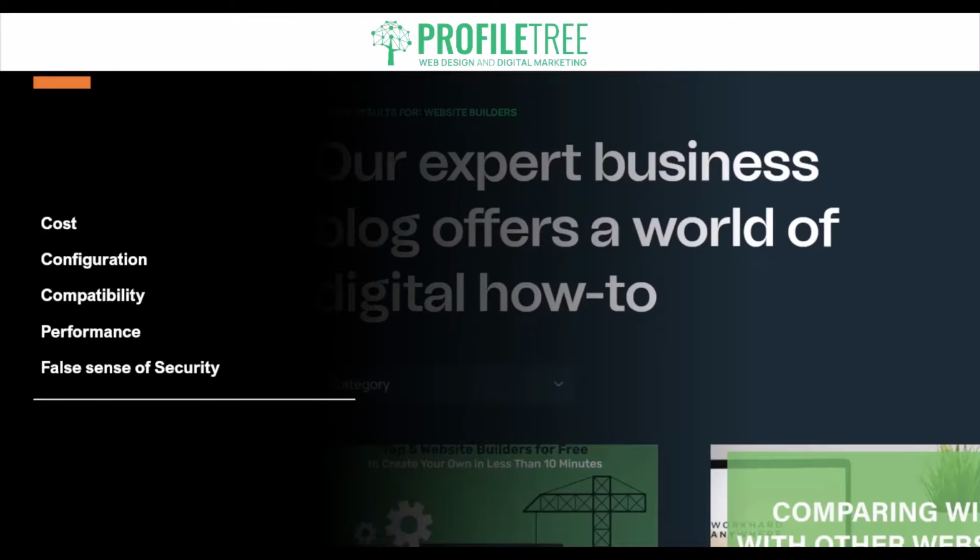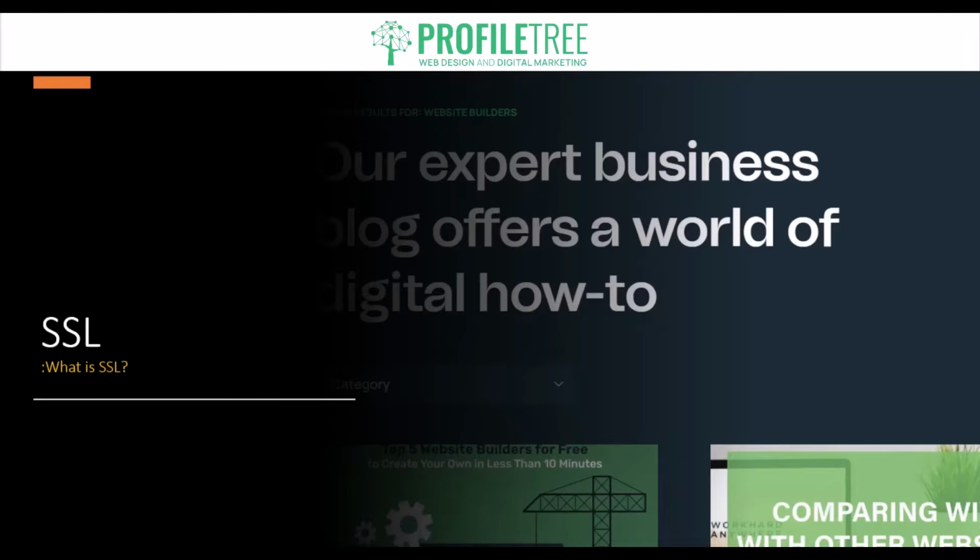So that was just a rundown of what we talked about: the cost, configuration, compatibility, and of course performance and a false sense of security. So just a little recap. Of course, SSL is very good to have for e-commerce websites, and its abbreviation is for Secure Sockets Layer.